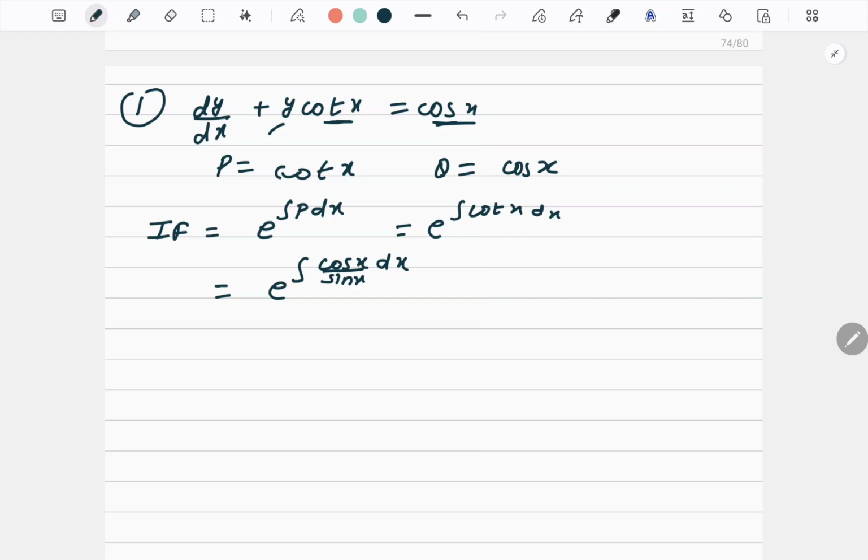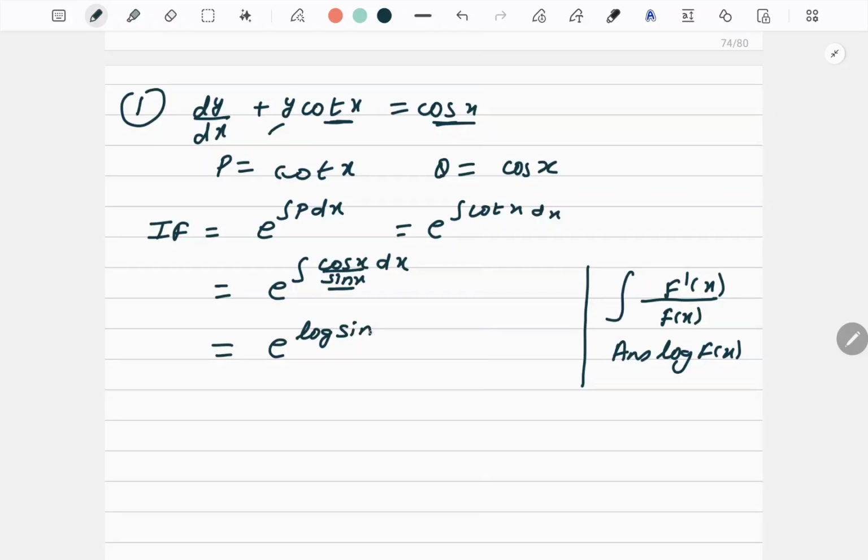In integration, sometimes for one thing you can have two answers, different ways to solve. So we will prefer to have log here. If you remember in the integration video, if you have an integral in such a way that the denominator is f(x) and its derivative is sitting in the numerator, then your answer is log of the denominator. So here, what is the derivative of sin x? Cos x, which is sitting in the numerator. So this becomes e to the power log of sin x.